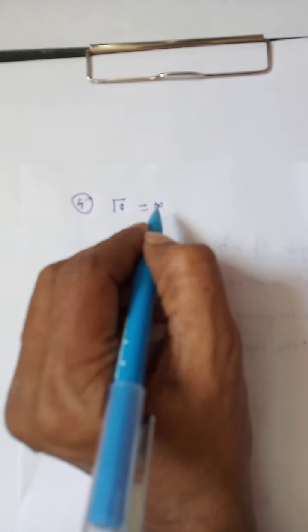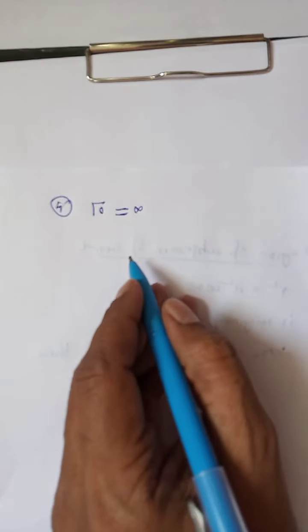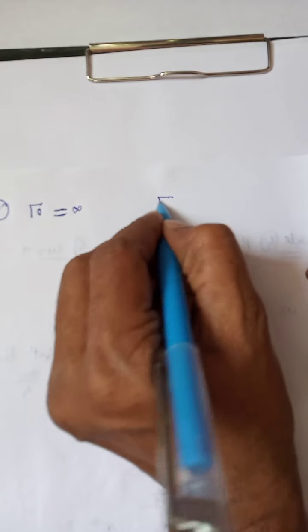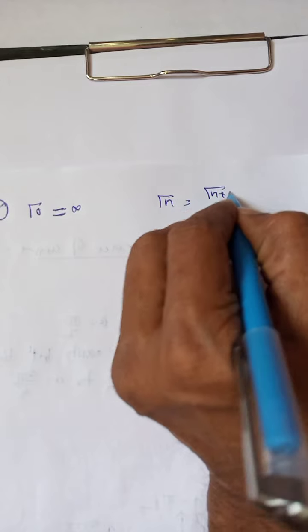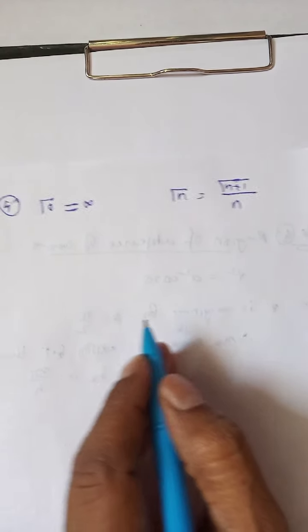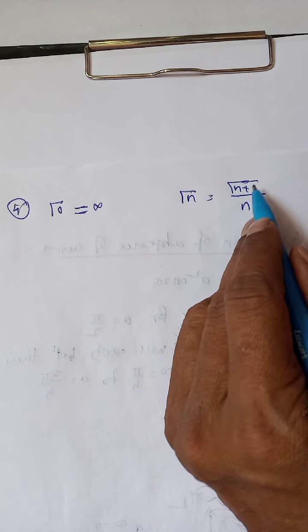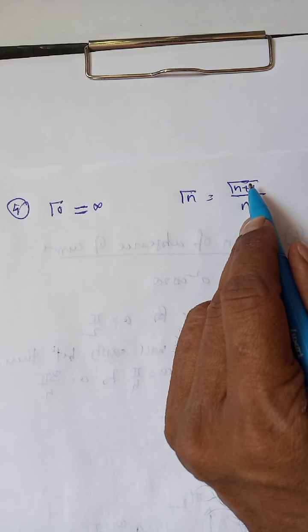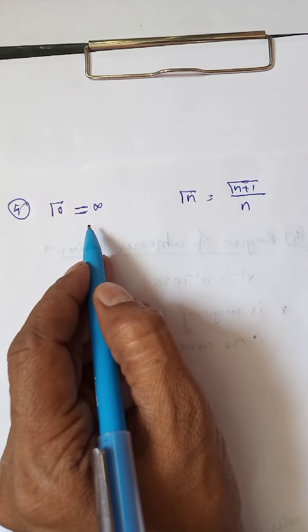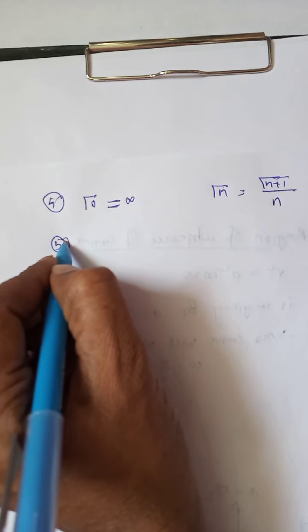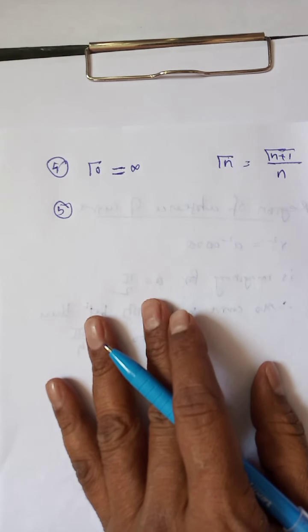So the next result, or next property: gamma 0 is infinity. So gamma 0 is not defined here because gamma n is gamma n plus 1 by n. From the reduction formula we have this. So substitute n equals 0 here. We'll get gamma 1 by 0, and gamma 1 is 1. So 1 by 0 is infinity. So gamma 0 is not defined. It is infinity.